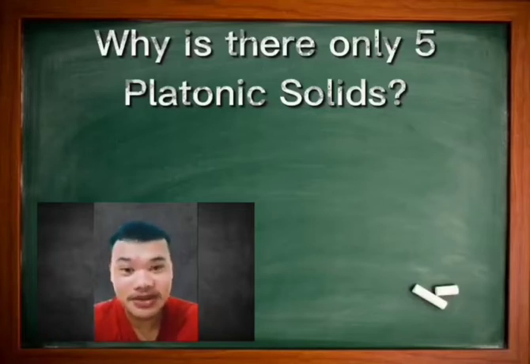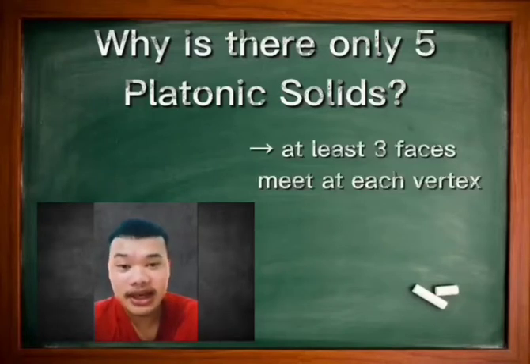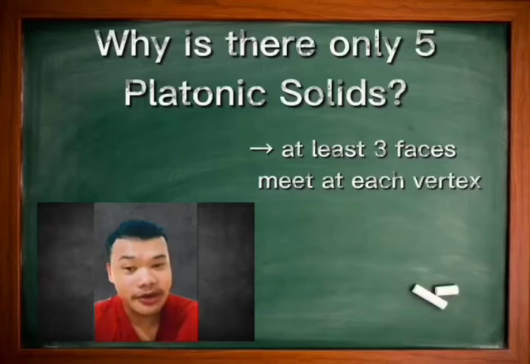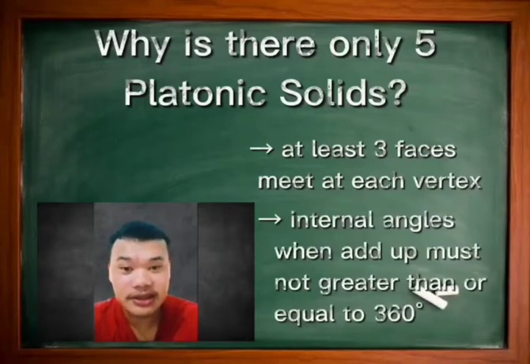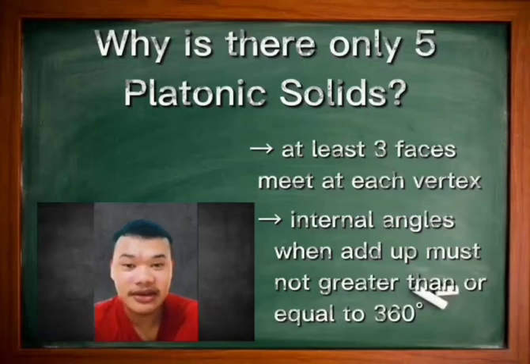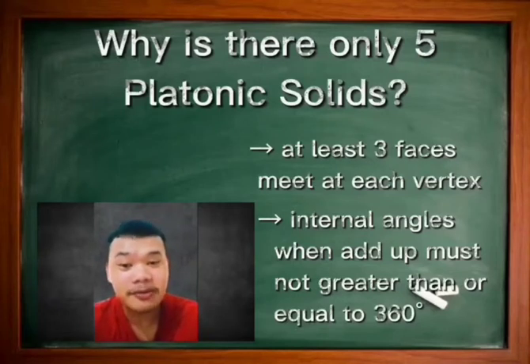The simplest reason is this. At each vertex, at least 3 faces meet. Maybe more, but at least 3 of the faces meet. When we add up the internal angles that meet at the vertex, the sum must be less than 360 degrees, because at 360 degrees, the shape flattens out. So a hexagon has an internal angle of 120 degrees, multiplied by 3 faces is equal to 360 degrees, which won't work because the shape flattens out. Therefore, the regular pentagon is as far as we can go.